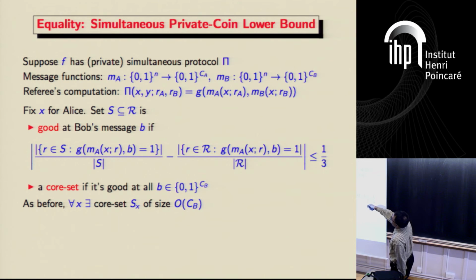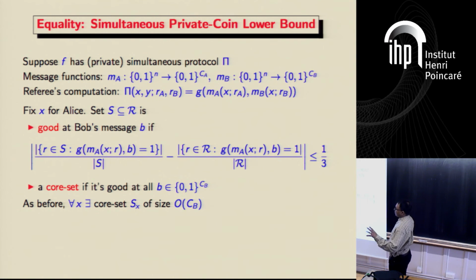All right. So a simultaneous protocol has 2 message functions, one for Alice, one for Bob. Let's say Alice sends C_A bits and Bob sends C_B bits, okay? And the referee is going to compute the output by computing some other function G on the 2 messages, right?